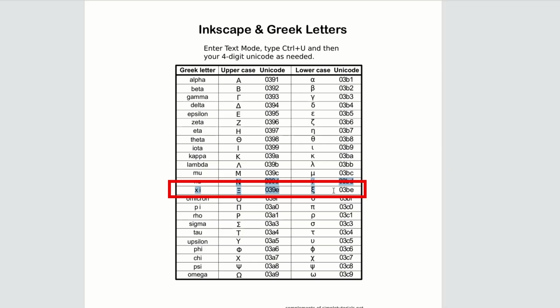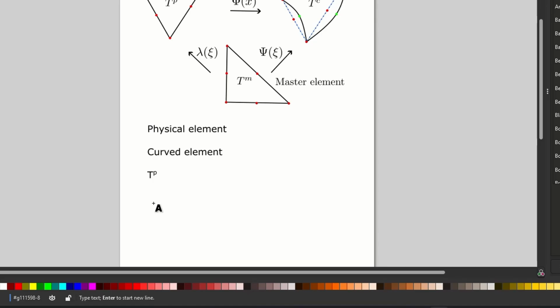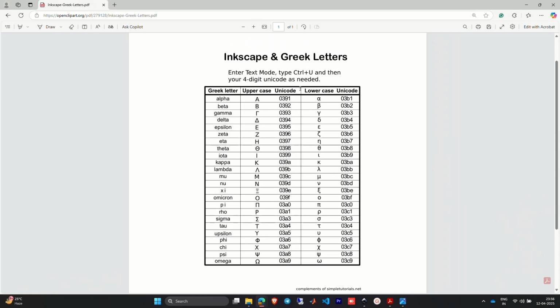So let's say I want to write xi. There are two codes available, 039E and 03BE. Now let's go to Inkscape. See, in the bottom, just press Ctrl+U and you'll see Unicode. Then type in the 4-digit Unicode and press enter. Now similarly, I can also add another xi. Again, just press Ctrl+U, then type in the 4-digit Unicode and press enter. Similarly, for other symbols you can do the same thing. For all the Greek letters, there is a Unicode available.